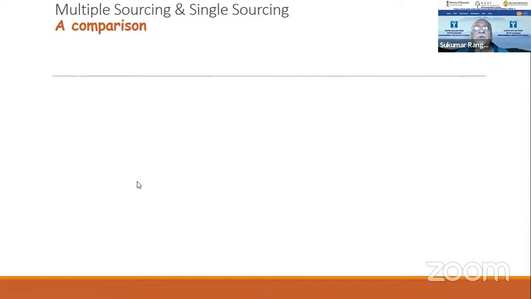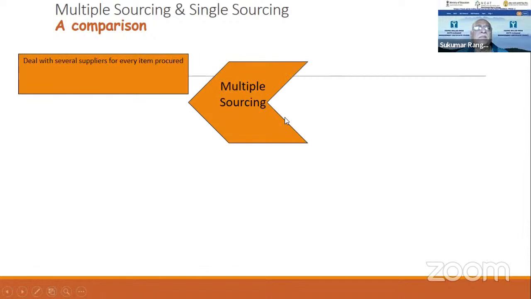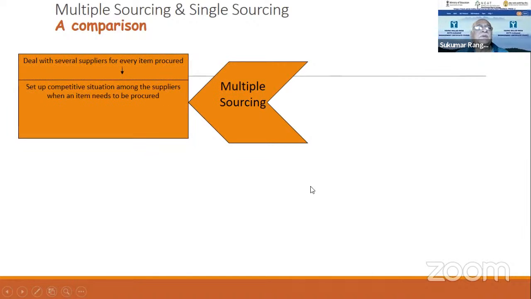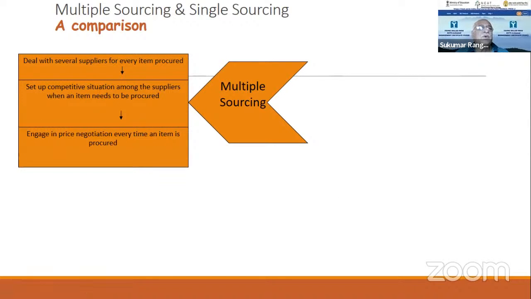A comparison between the two, of course, if you have to tabulate them: in multiple sourcing, you deal with several suppliers for each item procured. You set up a competitive situation among suppliers when an item needs to be procured, which leads to price negotiation every time an item needs to be procured. Because the supplier is also going to take advantage of you. Suppose he knows that there is a shortage of this particular item in the market. So every time you go for a supply purchase, and the next time when there is a shortage, he's going to jack up his price. He won't say that I'm loyal to you. He'll say, let me make my money when I can.